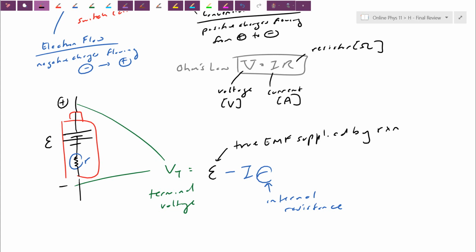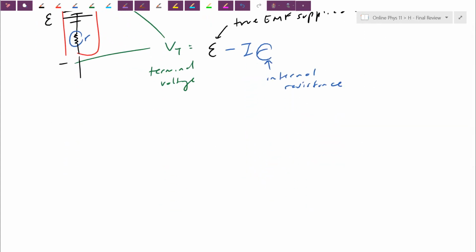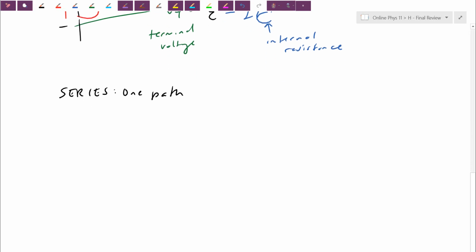Let me just show you the two main setups, and then we'll practice through a problem or two. These circuits can be in series, or they can be what's called parallel. In series, not only are we dealing with direct current, where charges can only flow in one direction, but we really only have one path from start to finish.